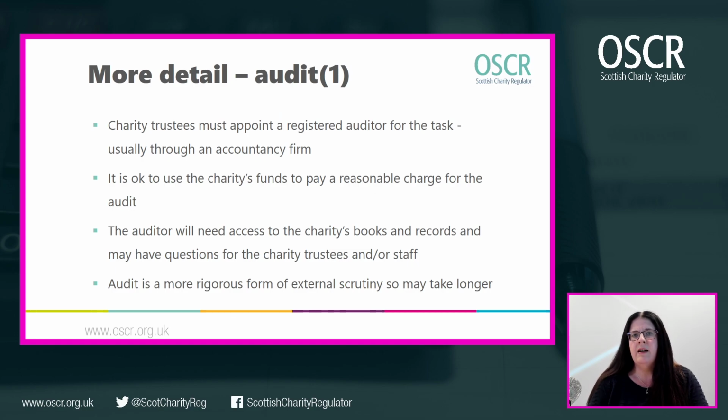Next, we're going to look in more detail at the audit process. Again, charity trustees must make sure that they appoint a suitable person for this task. And very often when you're trying to appoint someone to do an audit, you will do this through an accountancy firm. Again, we talked earlier about how you can find a registered auditor. If you're having issues with this, look at the Audit Register website. That's www.auditregister.org.uk. You can search by location and you can search by individuals or firms on that website. You should be able to find a registered auditor if you're having any issues through that website.